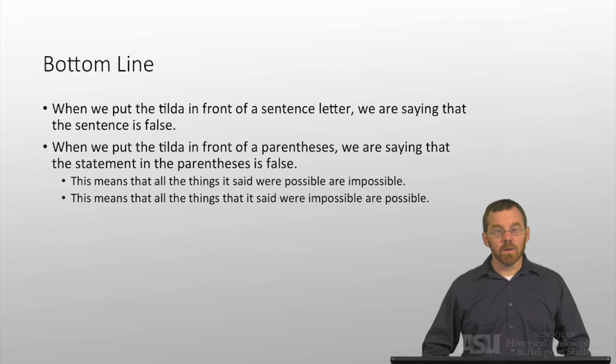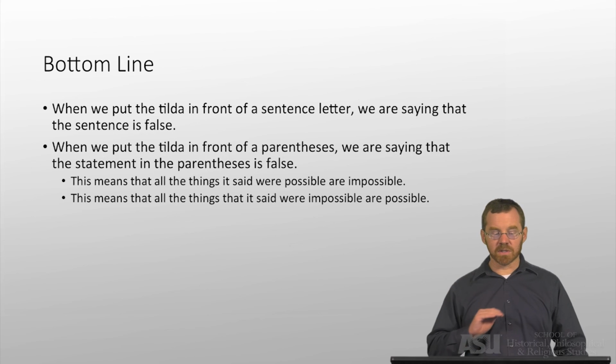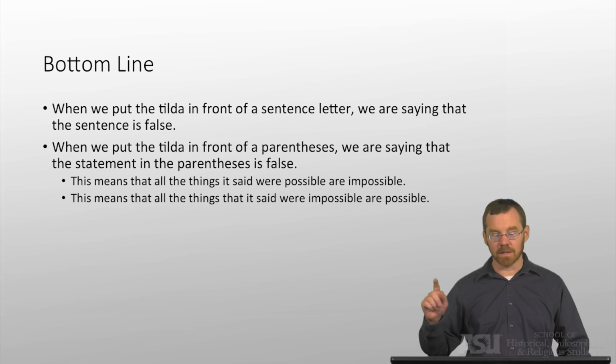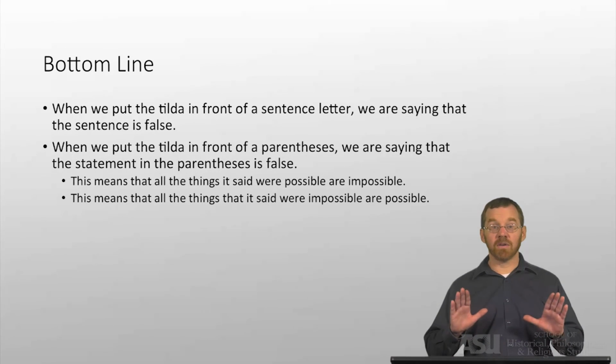Bottom line is this. When we put the tilde in front of a sentence letter, we are saying that the sentence is false. When we put the tilde in front of a parentheses, we are saying that the statement in the parentheses is false. This means that all the things it said were possible are impossible, and all the things that it said were impossible are possible. That's what I have to say about negation.